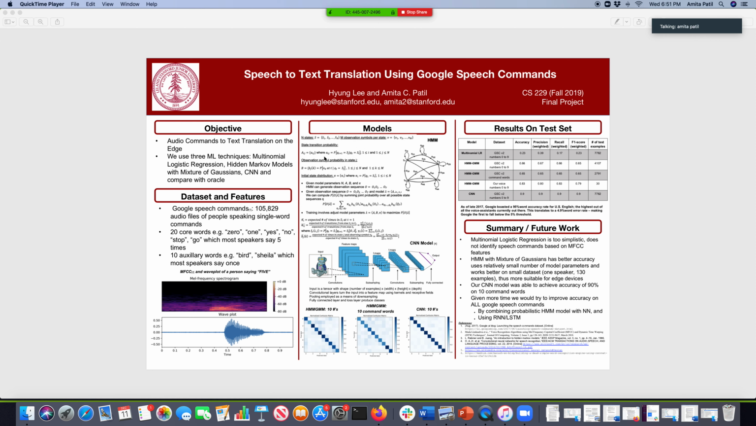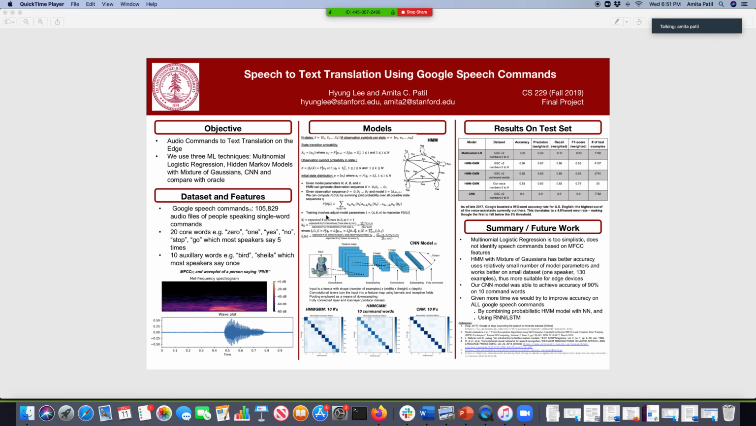It is the probability that the state at time t plus 1 is equal to Sj given that the state at time t is equal to Si. The initial state distribution, pi of i, is the probability that the state at time t equals 1 is equal to Si. Given model parameters n, A, B, and pi, the HMM can generate observation sequences O1 through OT. Given an observation sequence and a model lambda, we can compute P of O given lambda by summing the joint probabilities over all possible states.